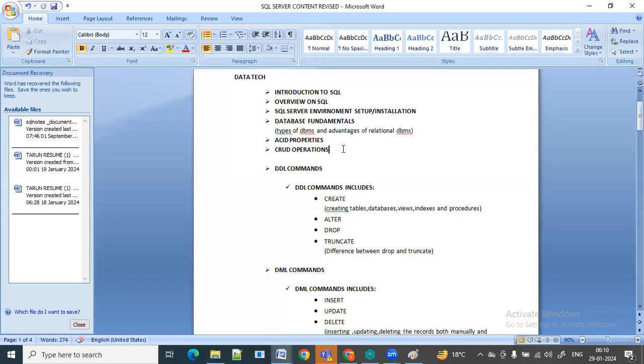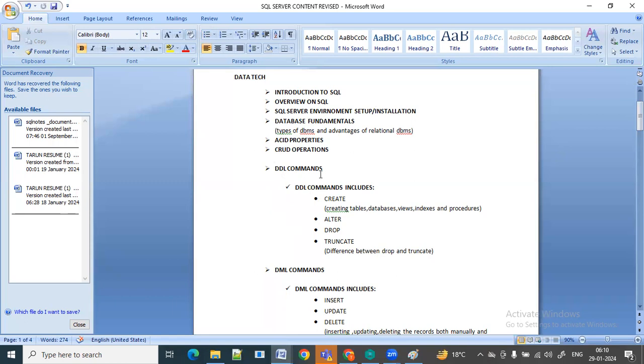So, from DDL commands, pure SQL is going to start. Before that, it is related to the history of SQL and how SQL got introduced, why it is important, and how it is running in the backend. All that we are going to discuss.